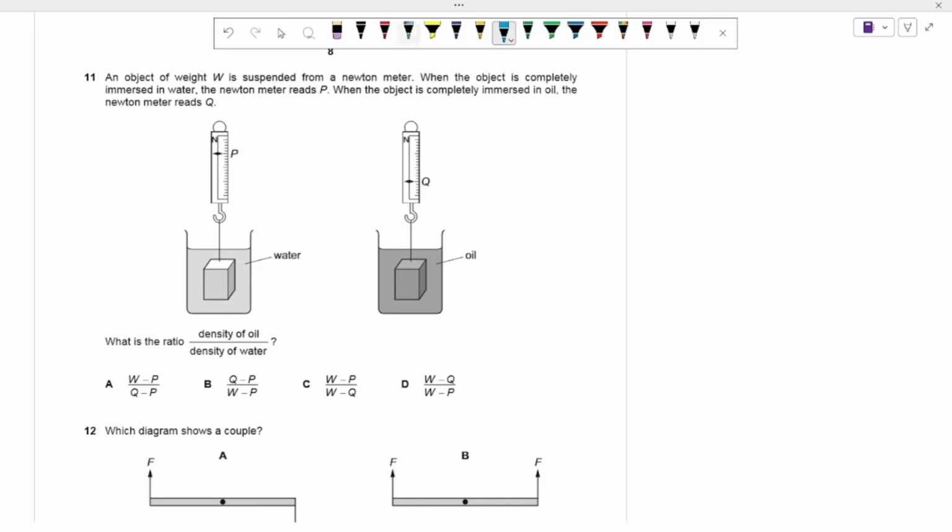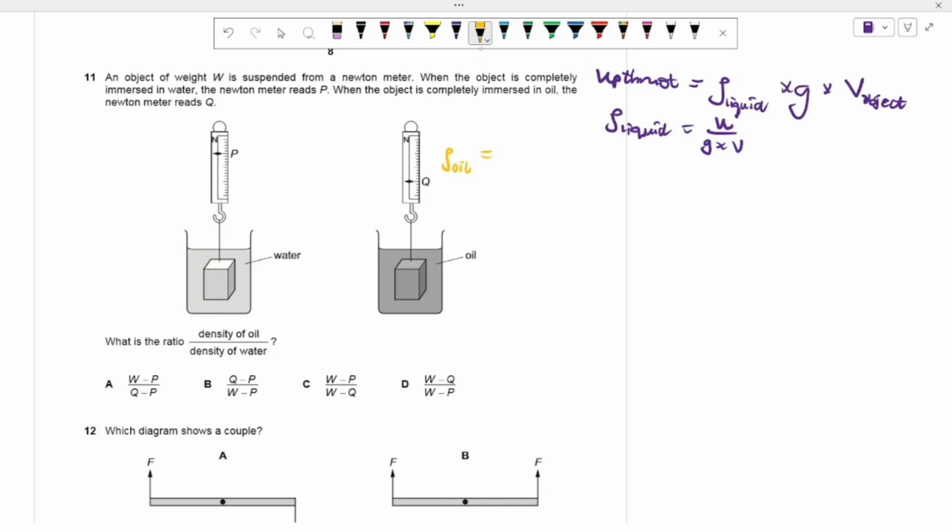First, you start off with what equation do you know? That's how you start off with physics calculations. I know that upthrust is equal to the density of the liquid that you're immersed in times g times the volume of the object. So the density of your liquid is just the upthrust divided by g times V. For oil, the density of oil is the upthrust in oil divided by g times V, and the density of water is the upthrust in water divided by g times V.